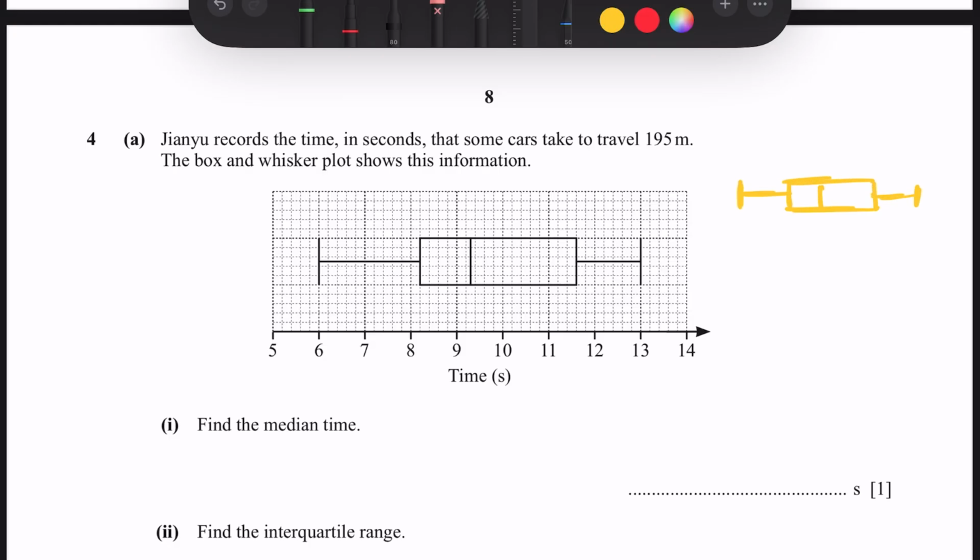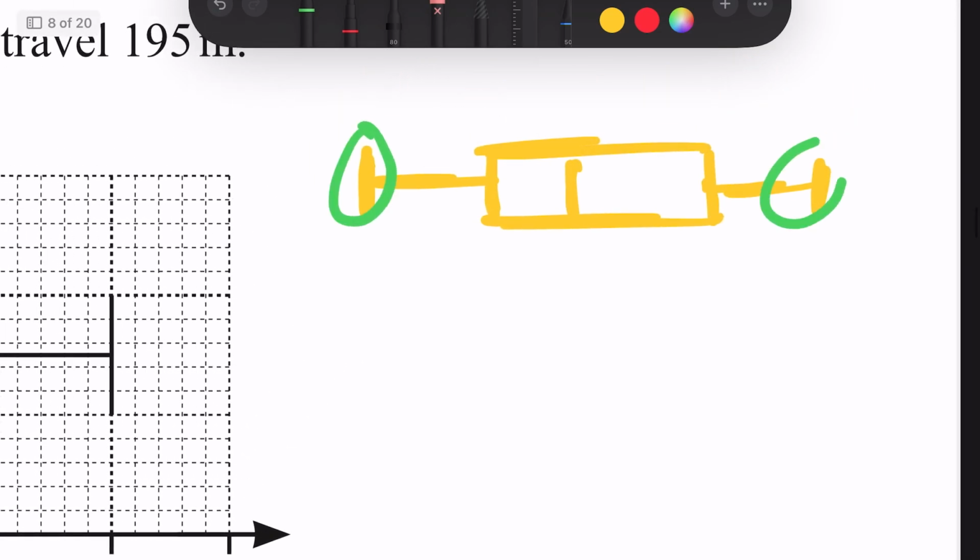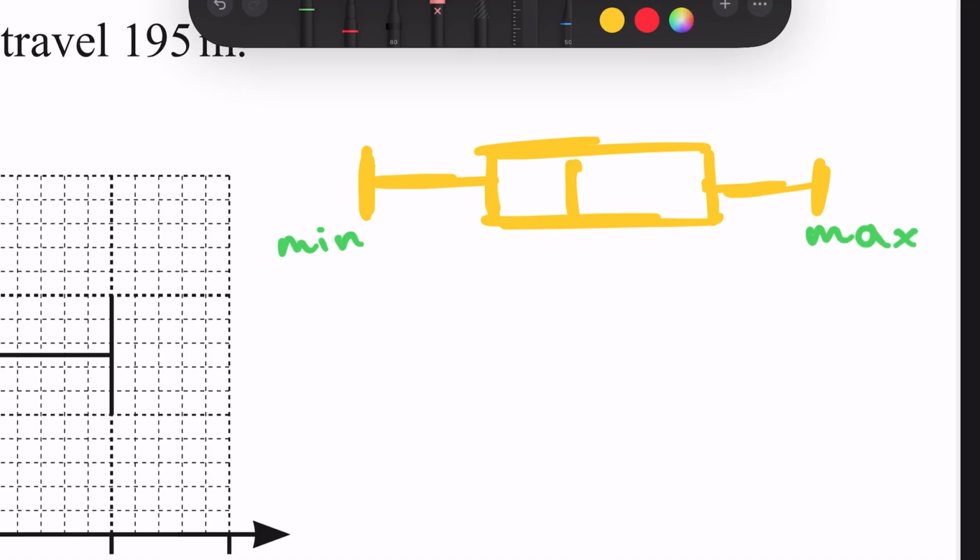The first is these two lines on the very ends. This left line represents the minimum value. I'll use a thinner font maybe. This represents the minimum value and this represents the maximum value of the data range, i.e. the smallest and biggest value respectively.